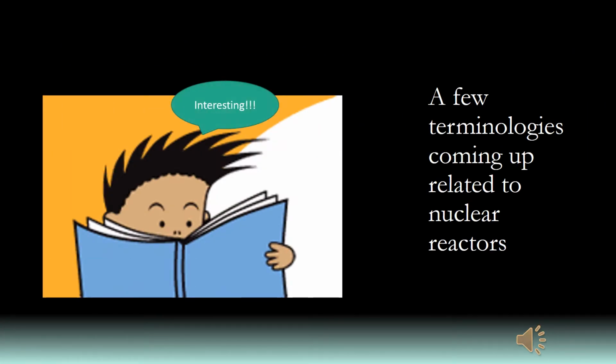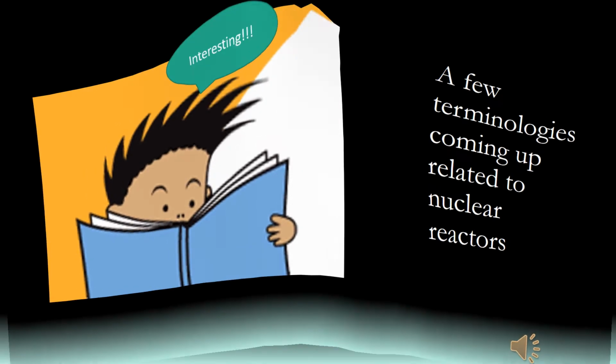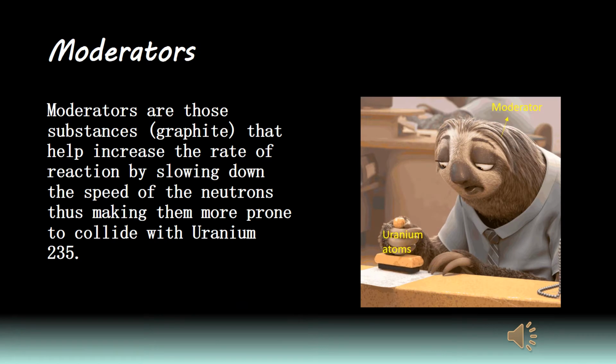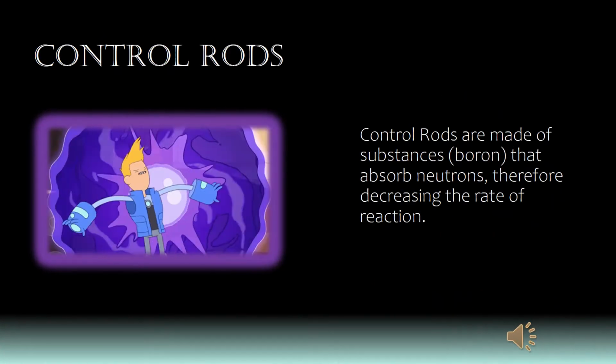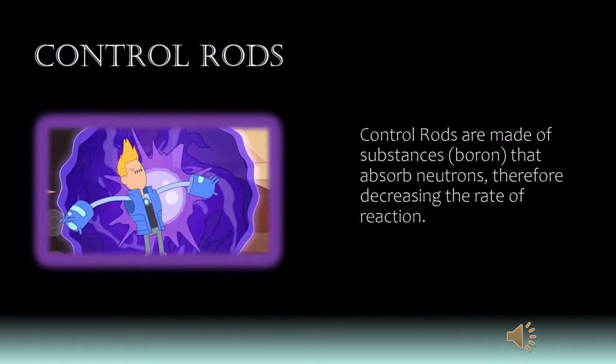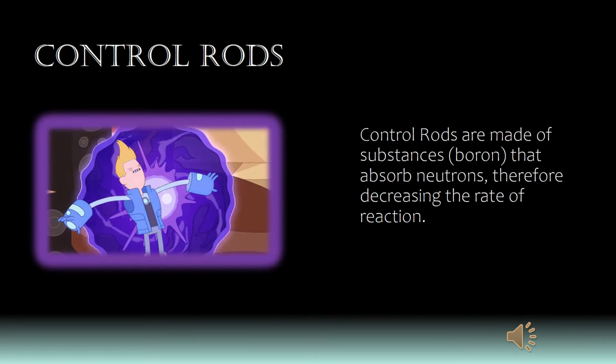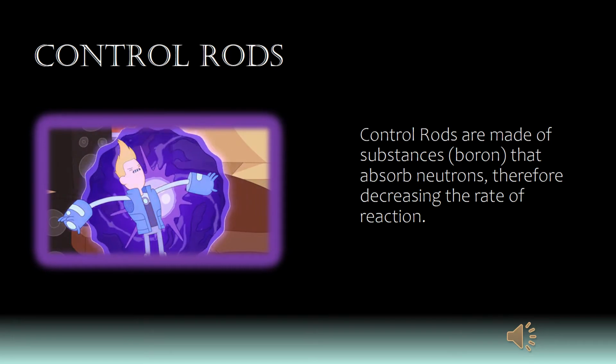A few terminologies coming up related to nuclear reactors. Moderators are substances, such as graphite, that help increase the rate of reaction by slowing down the speed of the neutrons, thus making them more prone to collide with uranium-235. Control rods are made of substances, such as boron, that absorb neutrons, therefore decreasing the rate of reaction.